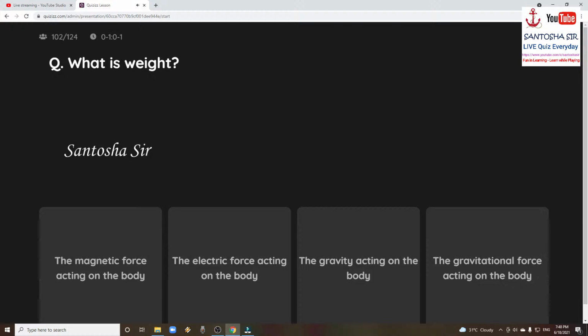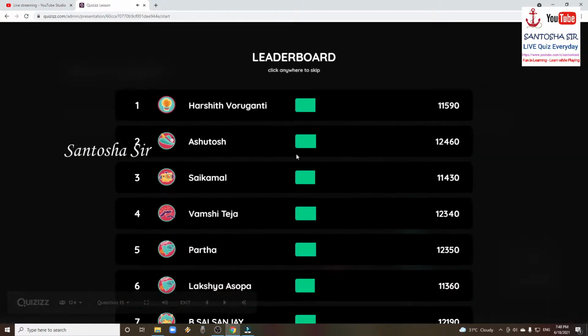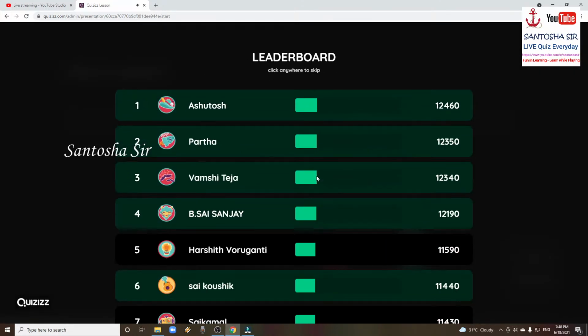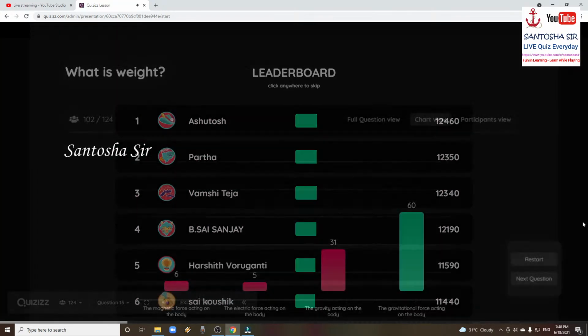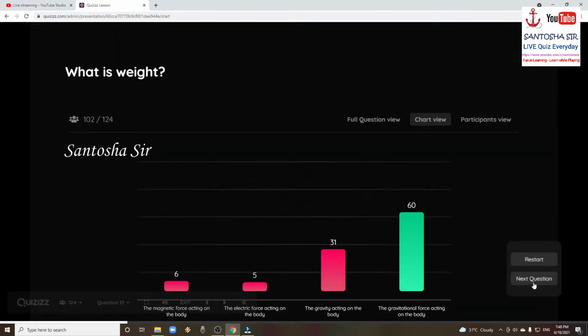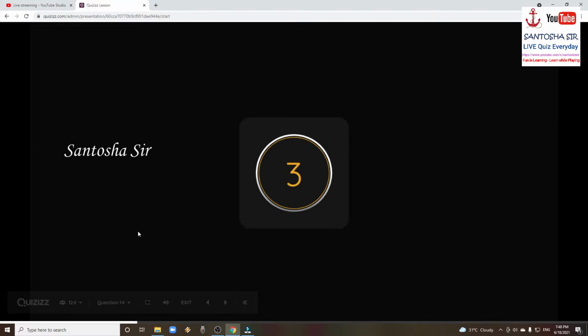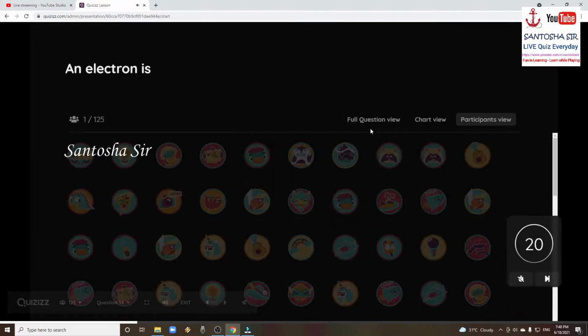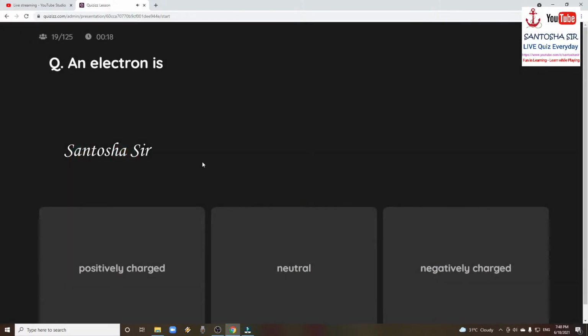There ends the time, and 1 or 2 members picked the answer. Oh, first, second, third, fourth, 6 positions replaced. 60 members made their choice correctly. Let's move on to the 14th question coming up on your screens now. An electron is what? Is it positively charged, neutral, or negatively charged?